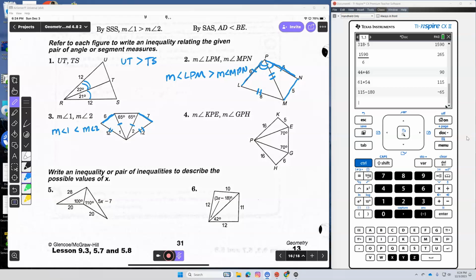Number 4, we know that this is isosceles, so this side and this side are congruent. And we know that this measurement and this measurement are congruent. We know that this is 5. We know this is 6. So 6 is the longest side, so the measure of angle GPH is greater than the measure of angle KPE.